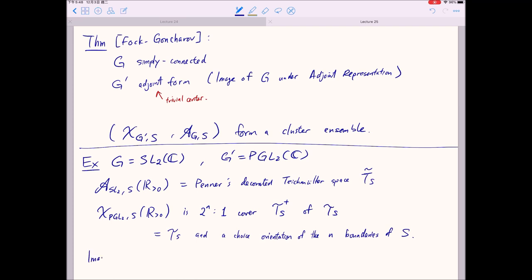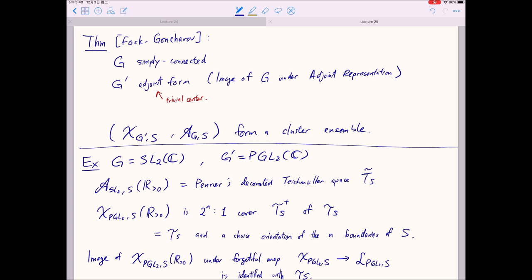So in particular, the image of this X space under the forgetful map. So remember, the X space is the framed G local system, the G local system together with some information on the boundary. But if you consider only the G local system, then this image will be identified with the Teichmüller space. And the coordinate is given by Thurston's shear coordinate. So this connects to the previous lectures, and the Higher Teichmüller Theory will be a direct generalization of the classical Teichmüller Theory.